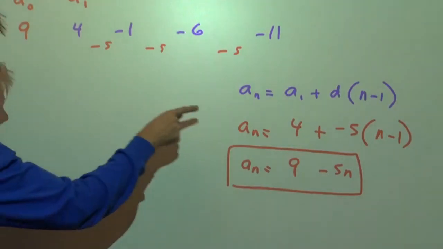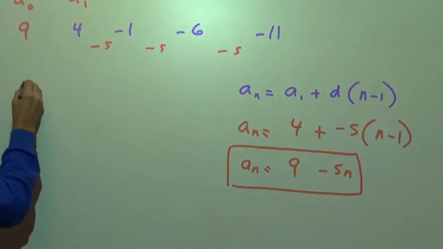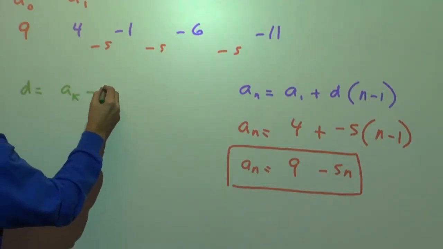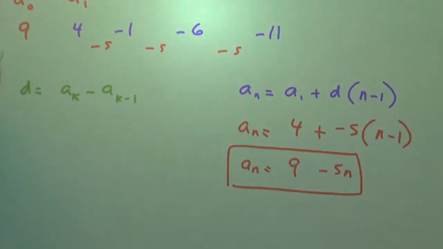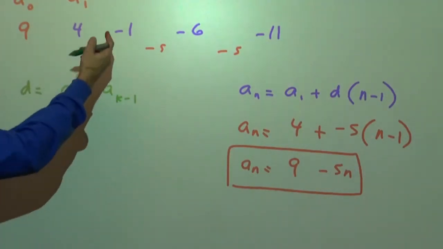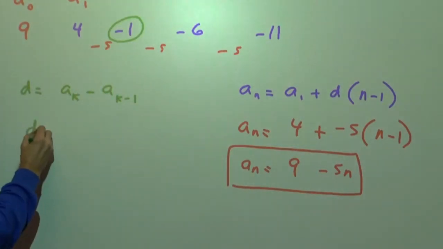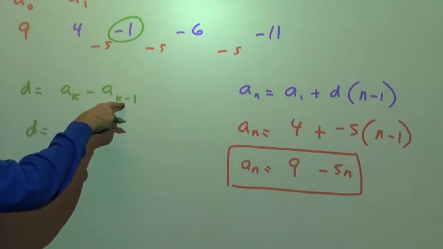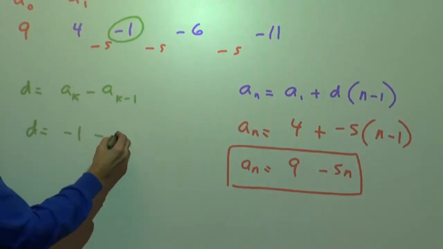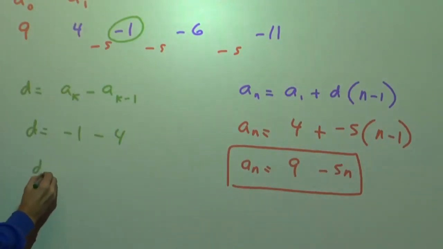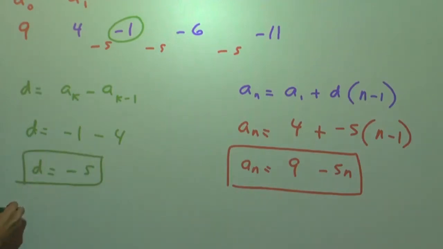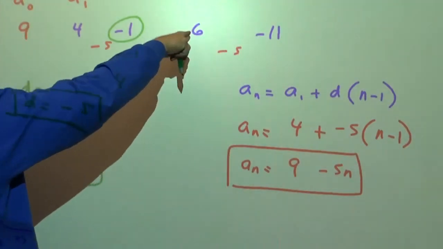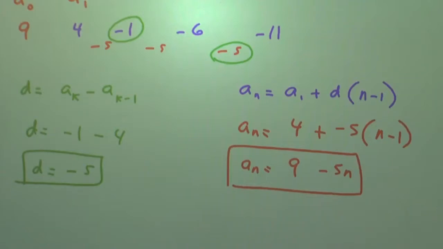If you want a formula for finding the common difference, the common difference would equal some term, let's call it the kth term, minus the k minus 1 term. Okay, that's really confusing. It just means this. Take a term like this, and so the common difference is going to be that term of -1 minus the term that's right below it, the term that's one term before this guy, which is the 4. So it's -1 minus 4, D is equal to -5. And it doesn't matter which two consecutive terms you find the common difference with, because -11 minus -6 is also going to be -5. So that's how we get the common difference.